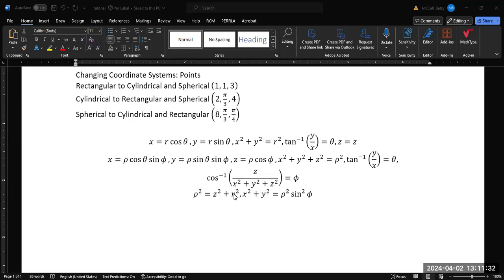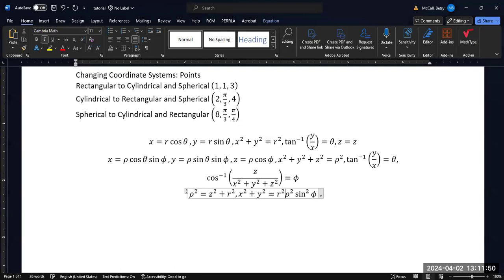Rho squared is z squared plus r squared, which comes directly from recognizing x squared plus y squared is r squared. And then also, if we have x squared plus y squared, we can make this special replacement going directly to rho squared sine squared phi. Rather than doing a bunch of the algebra, I find that just having this extra identity can make switching between cylindrical and spherical a lot easier.